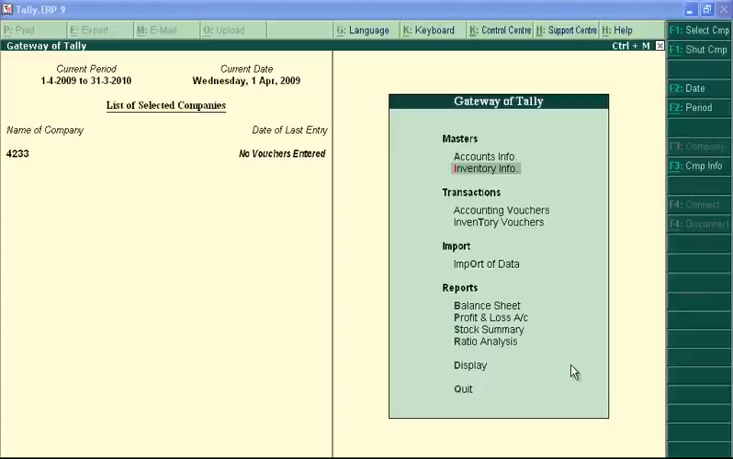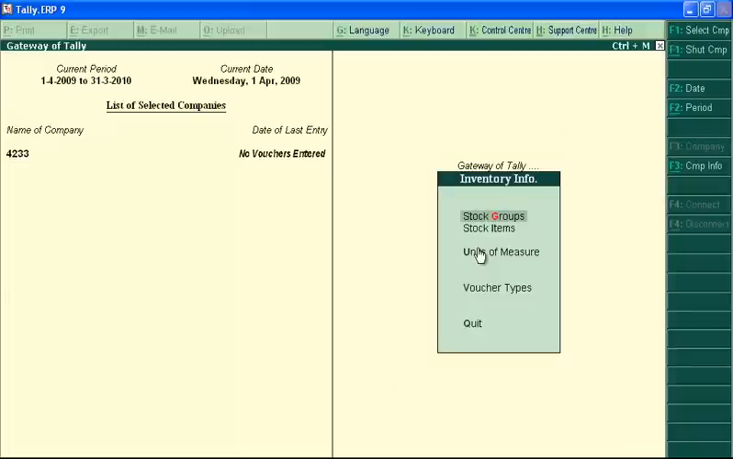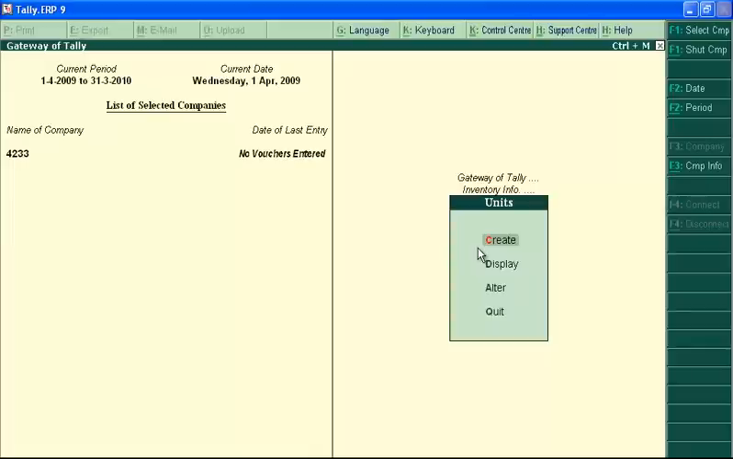In the 12th tutorial of Tally.ERP 9, we will learn how to manage inventory. In the future, we will introduce the concept of inventory management. But in this tutorial, we specifically create different units of measurement in inventory info. First of all, you have to click inventory info and then go to units of measure and create it.